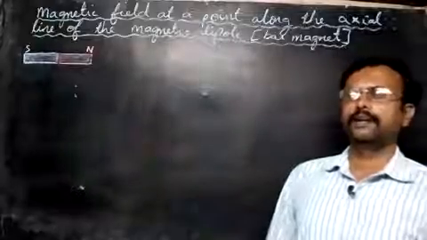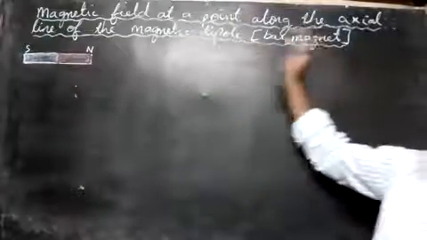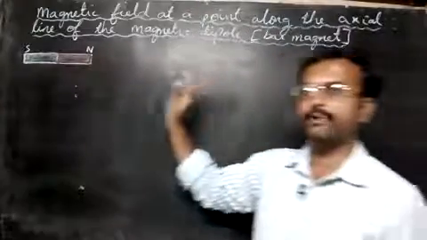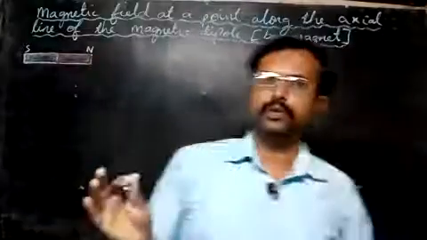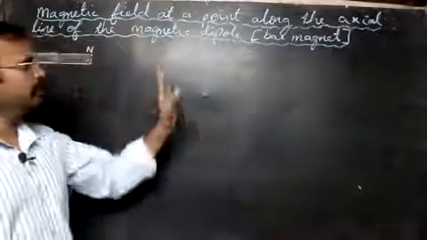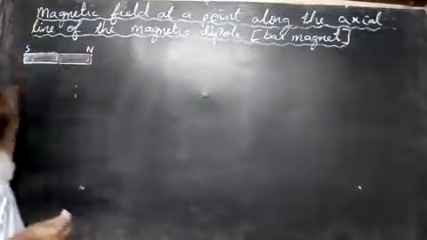Let us now study the magnetic field at a point along the axial line of the magnetic dipole. That's a bar magnet. Magnetic dipole means it has two poles, a north pole and a south pole. Earlier you learned about the electrostatic dipole. In the same way, now we are learning about the magnetic dipole. So this is a bar magnet here, north and south, which is drawn.